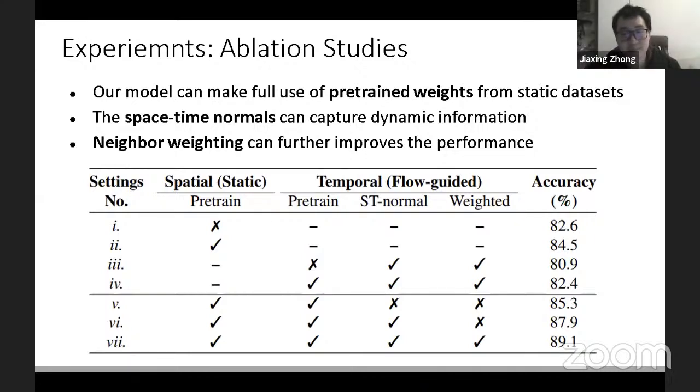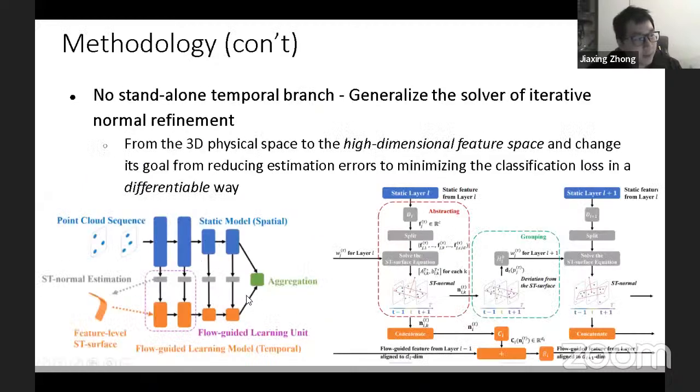Yeah, but between row 4 and 5, there is no difference in pre-training. There is only a difference in the ST normal and weighted parts. Basically, in row 4, we use both. In row 5, we don't. But in row 5, accuracy grows, even though we do exactly the same pre-training and we omit some of the calculations of the network. It means that two streams are better than one.